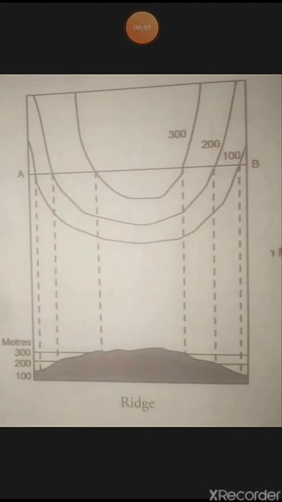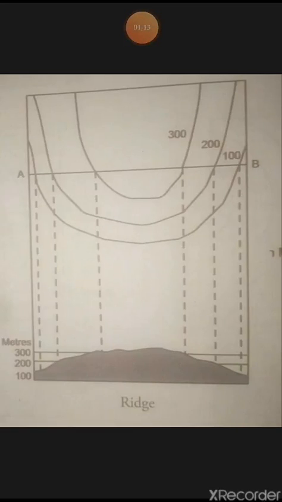Ridges are represented by U-shaped or V-shaped contour lines with their closed end pointing towards, or the outer end pointing towards, the lower elevation. U-shaped contours indicate broader ridges while V-shaped contours represent narrower ridges.